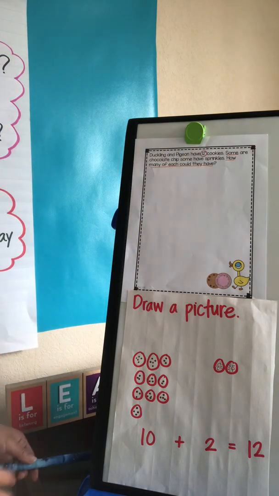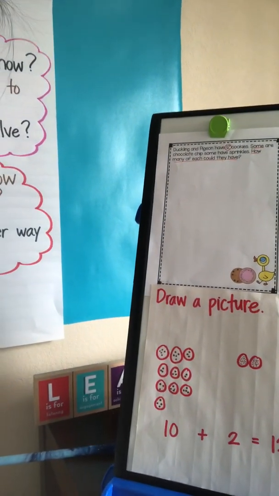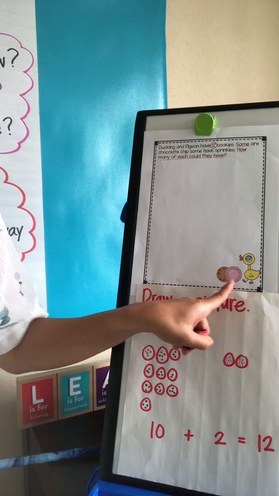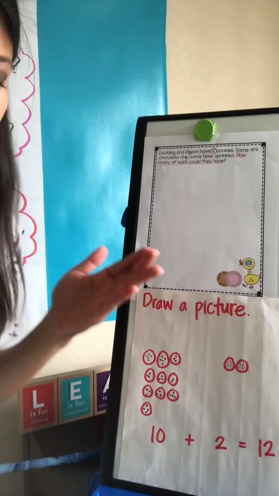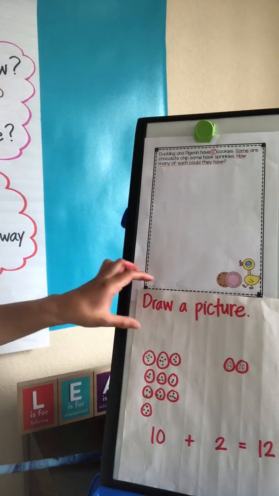Okay, so it helps to also make a picture in my mind, and I'm thinking, I see pigeon and I see duckling, and they've got their chocolate chip and their sprinkle cookies. They have 12 altogether, but I don't know how many of each they could have. Okay, and that's what I'm trying to solve for.